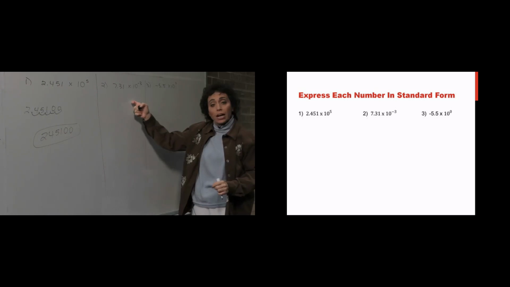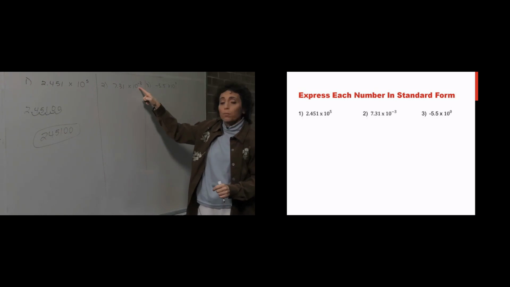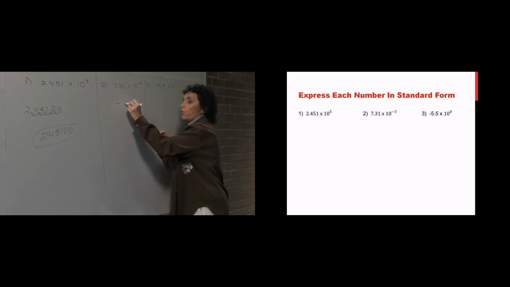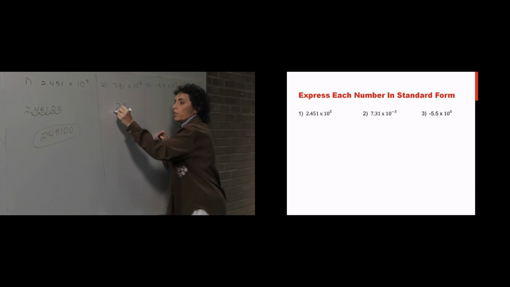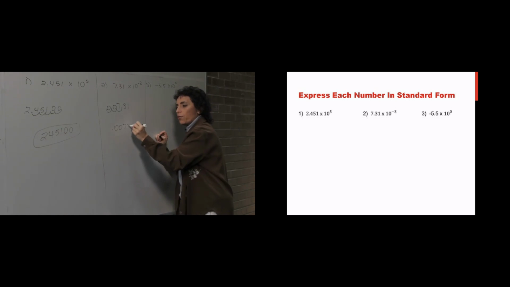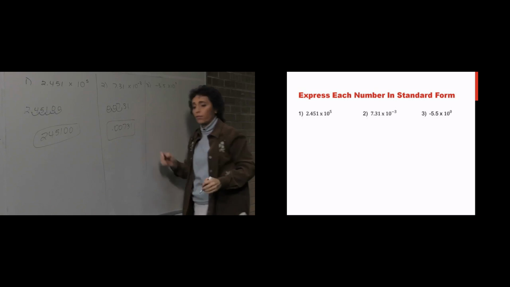Okay? This guy, we have a negative exponent, so we're going to move the decimal to the left that many places, which is 3. So we have 7.31. Here's 1, 2, 3. So 0.00731. That is your number in standard form.